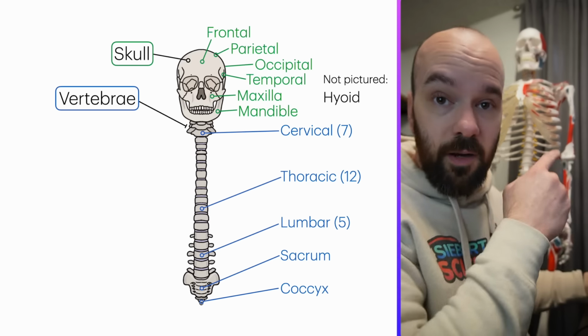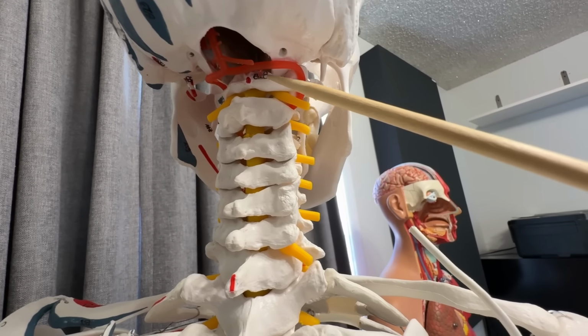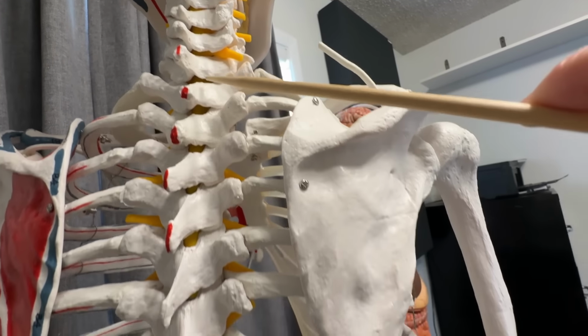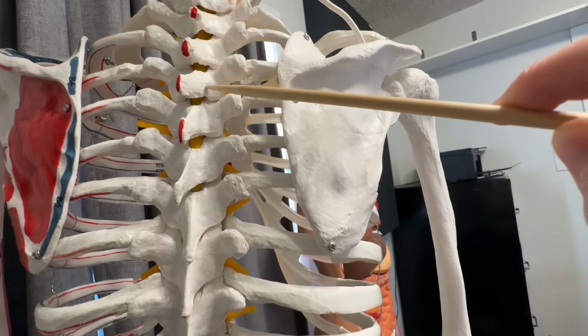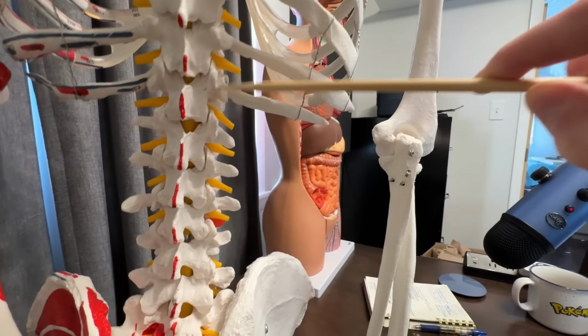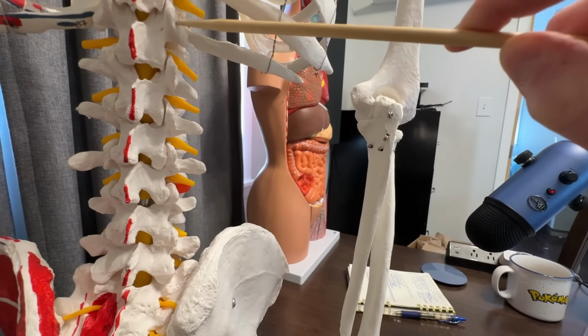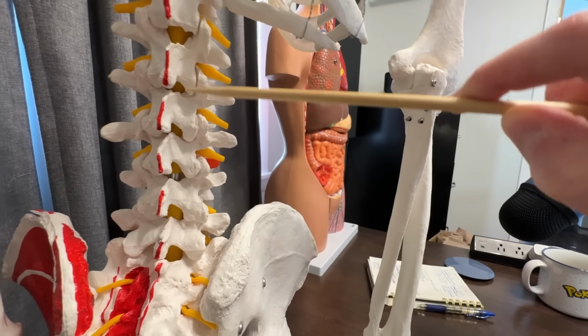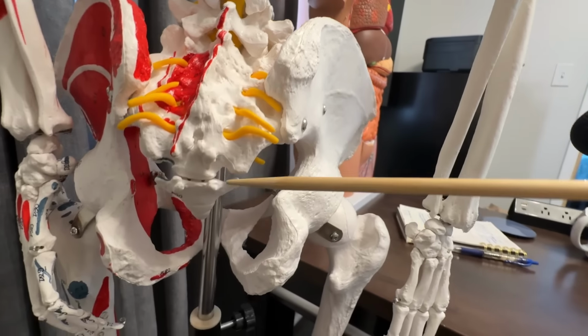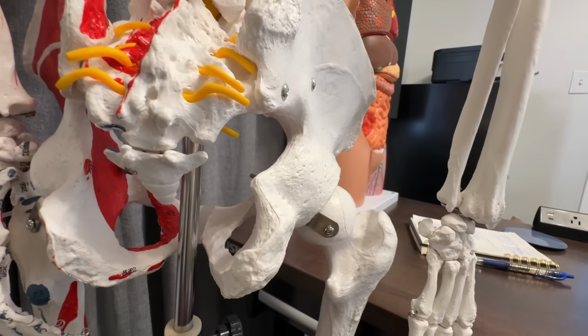Let's take a look at those on Morty here. So here you have the 7 cervical vertebrae, 1, 2, 3, 4, 5, 6, 7. We've got the 12 thoracic, 1 through 12. You can see those are all connected to the ribs. And then we're going to have 5 lumbar, 1, 2, 3, 4, 5 lumbar. And then we're down to the sacrum, and then the coccyx right there.